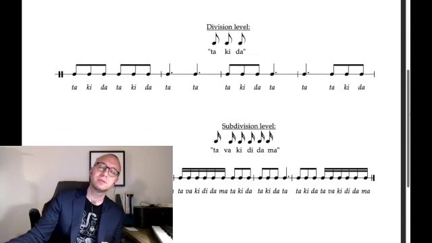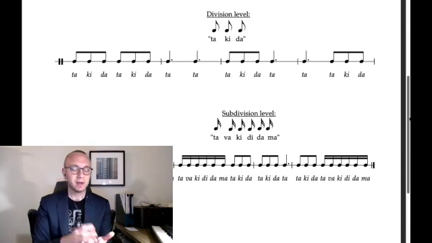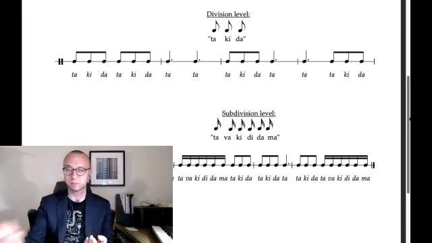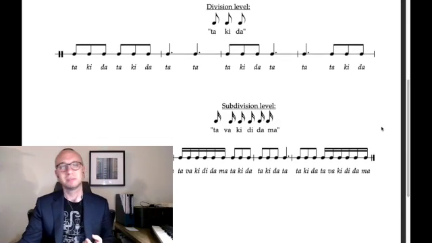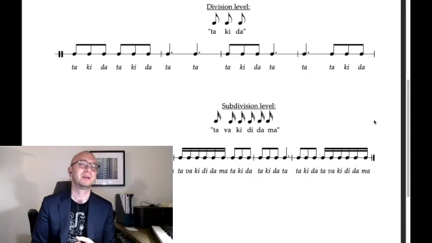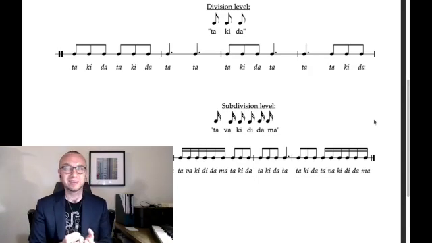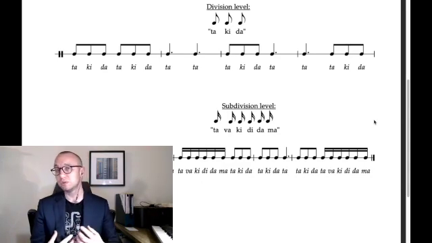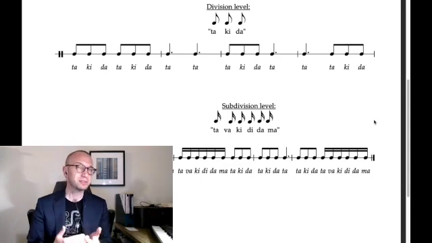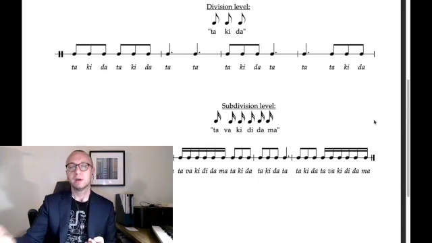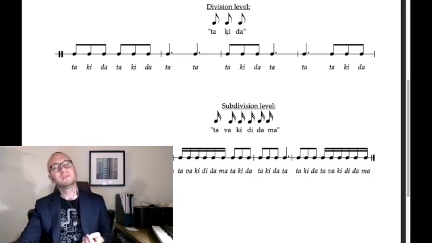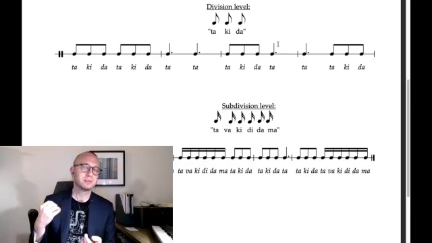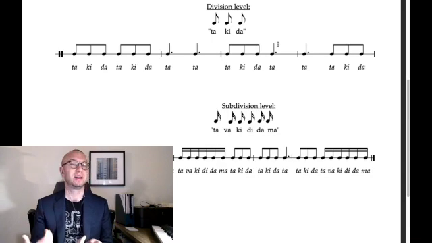Now at that division level, where we actually divide that beat into its 3 division units, we are going to change the Takadimi syllables a little bit. This is where things get a little complicated, a little nuanced. You do not have to conduct these compound meter examples just yet, because they're new, and I want you to get comfortable with the syllables and how that beat divides. But enough rambling. At the division level for compound meter, we'll divide those syllables as ta, ki, and da.